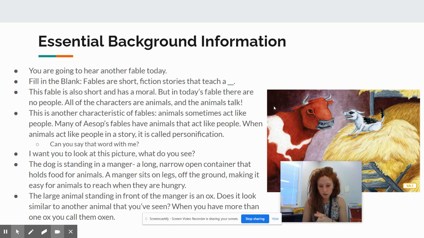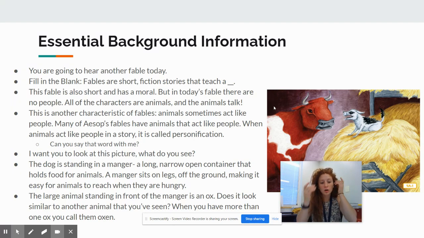So before we get started today, I want to give you a little bit of background information on some of the stuff we're talking about today. So we're going to hear another fable, and I want you to fill in the blank. Fables are short fiction stories that teach a moral or a lesson, okay?